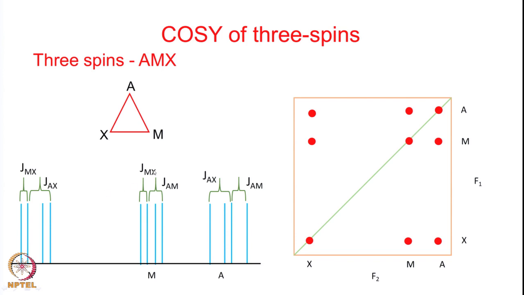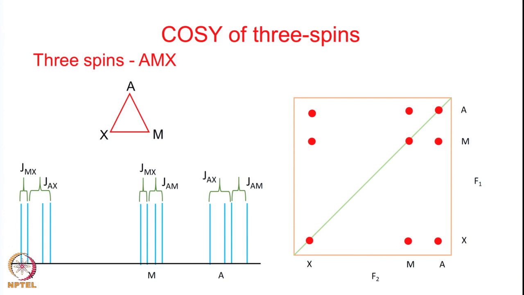Now in the 2 dimensional spectrum, of course in the schematic you have here the correlations showing up as A to M, and then you have A to X as well, okay. And then from the M, you have M to X and of course the M to A. So therefore you have this complete plane full, you have all the couplings displayed in the form of cross peaks. So this will enable you to identify what sort of a network of coupled spins we might have, okay.